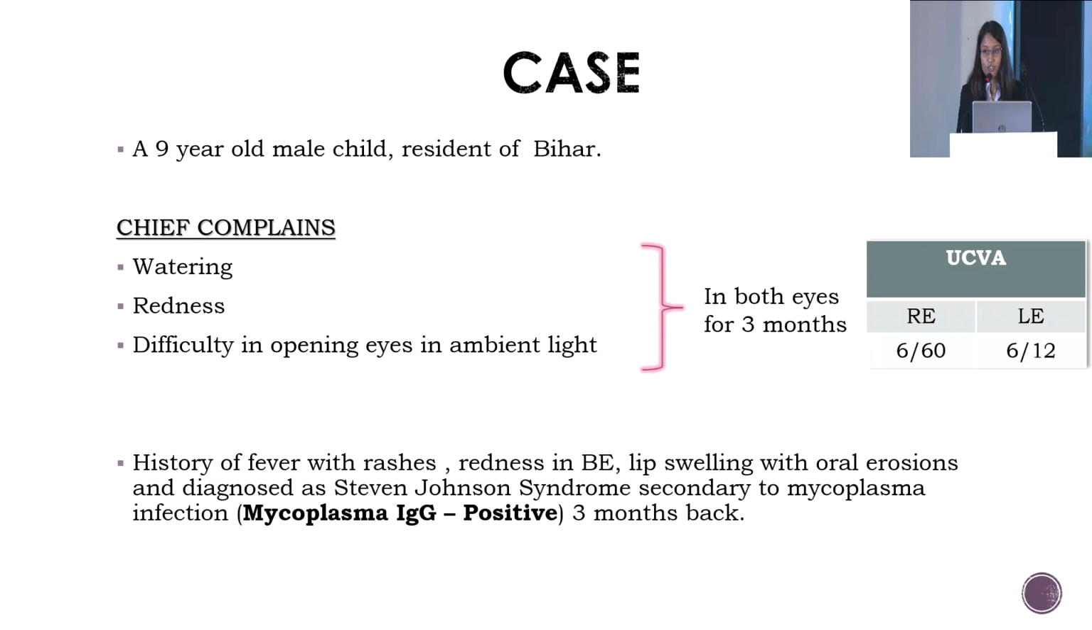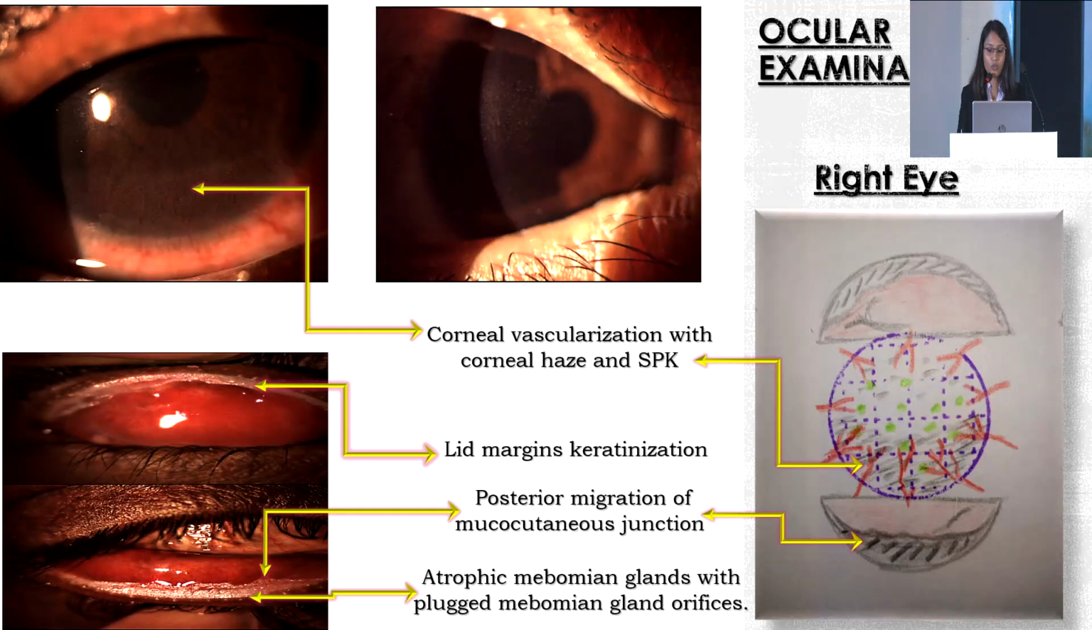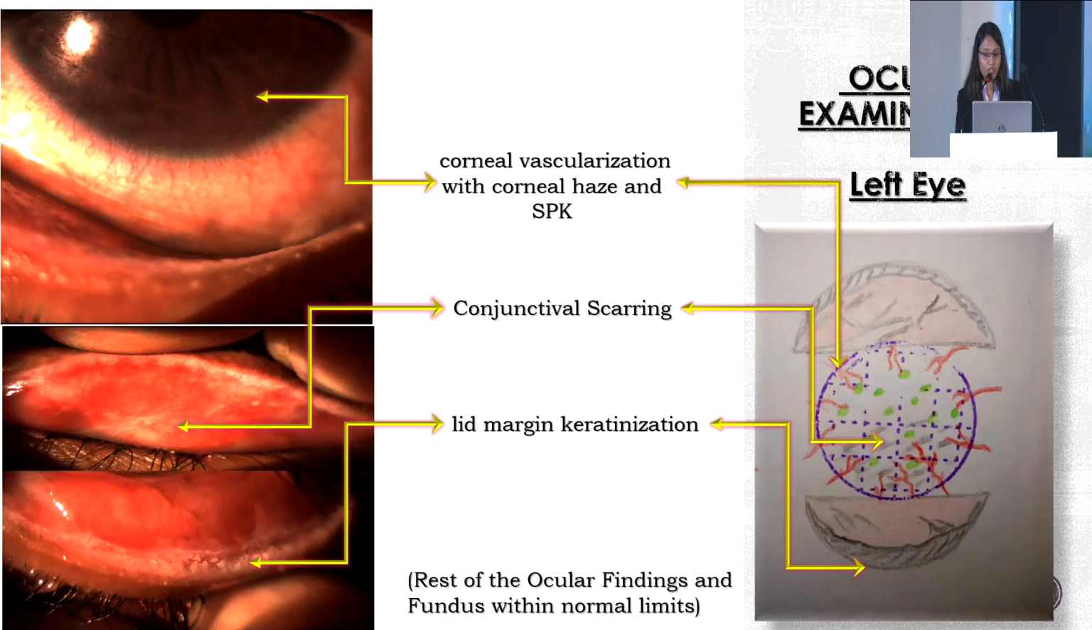The uncorrected visual acuity in right eye was 6/60 and in left eye was 6/12. The ocular examination of the right eye revealed lid margin keratinization, posterior migration of the mucocutaneous junction, atrophic meibomian glands with plugged meibomian gland orifices. Corneal vascularization was seen with corneal haze and few superficial punctate keratopathy. Ocular examination of the left eye also revealed similar findings.